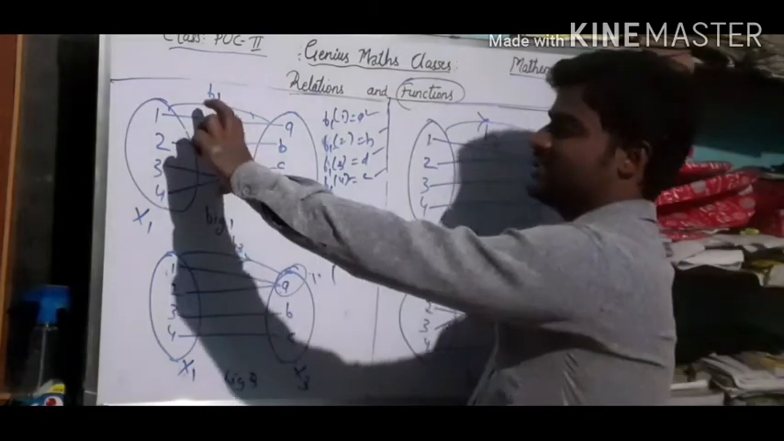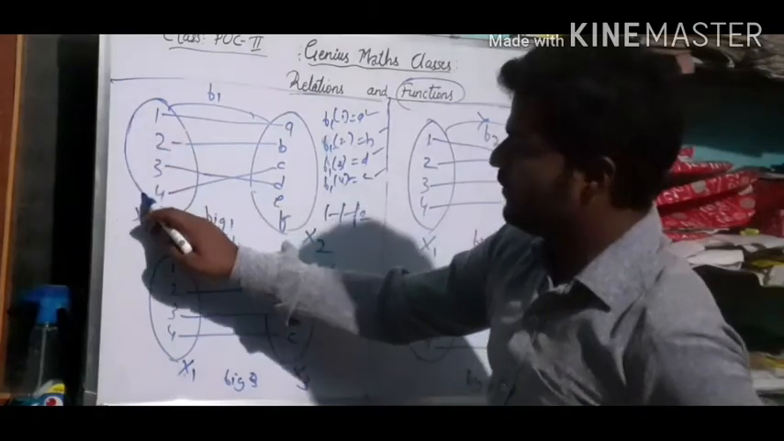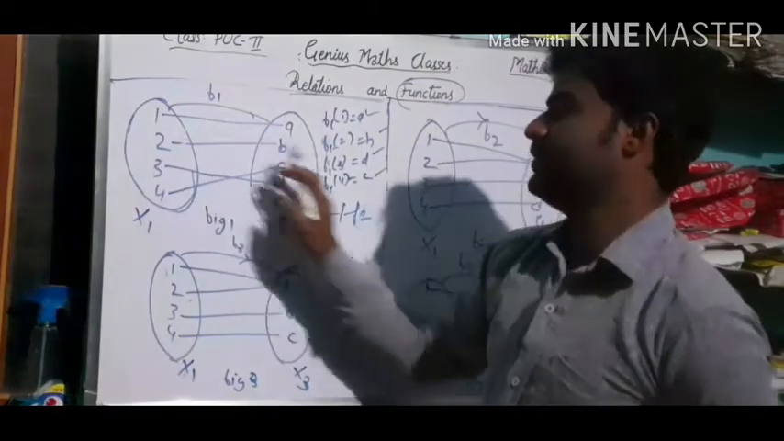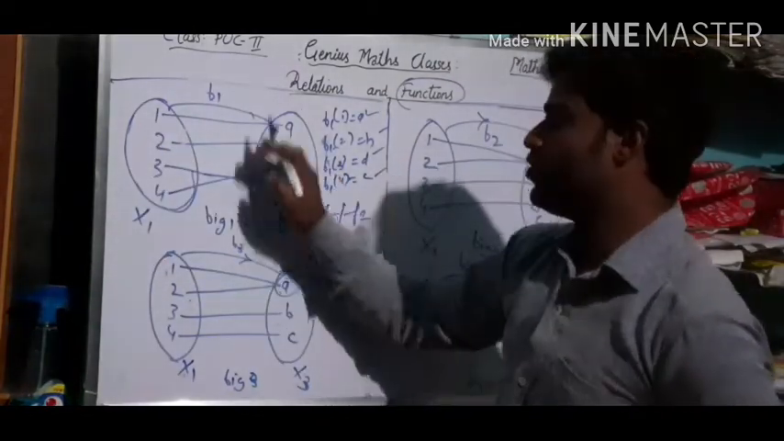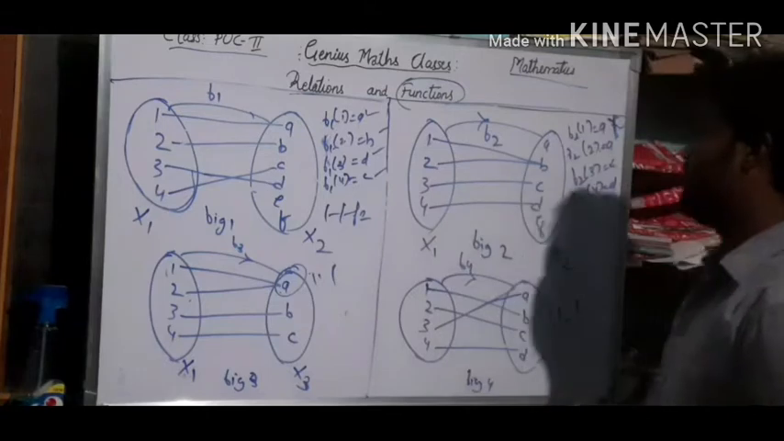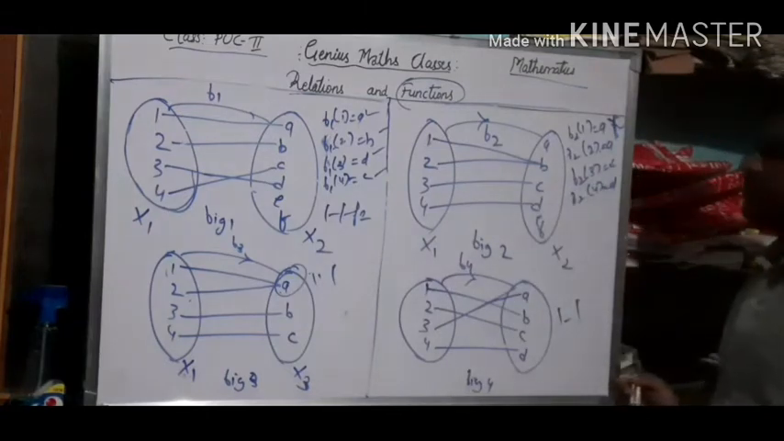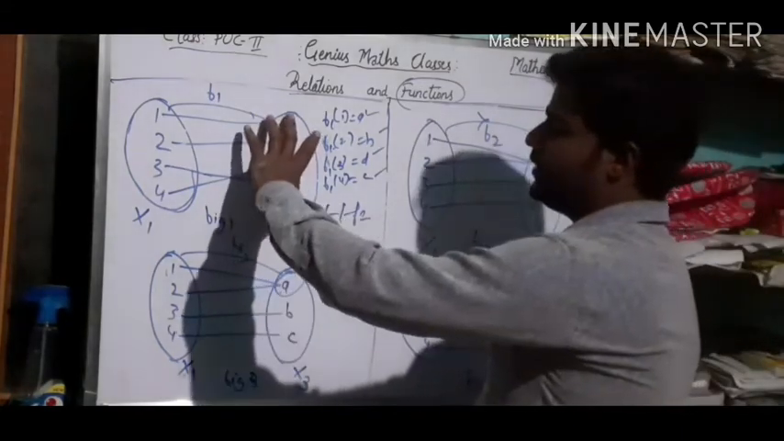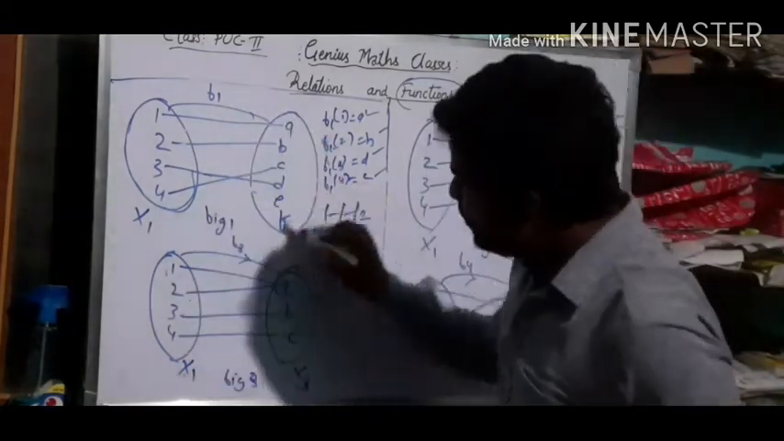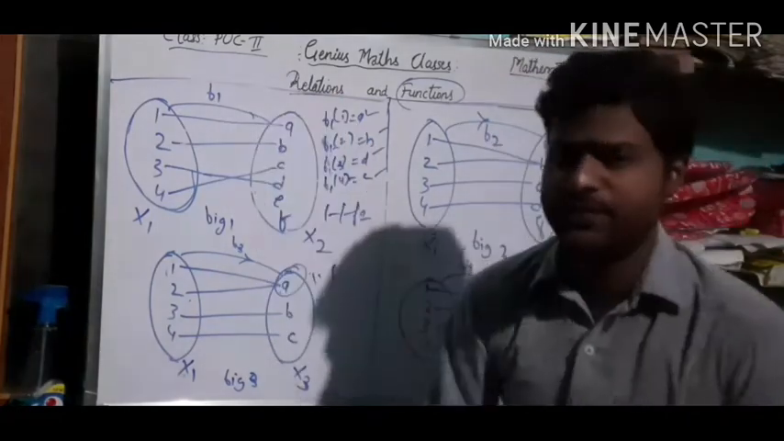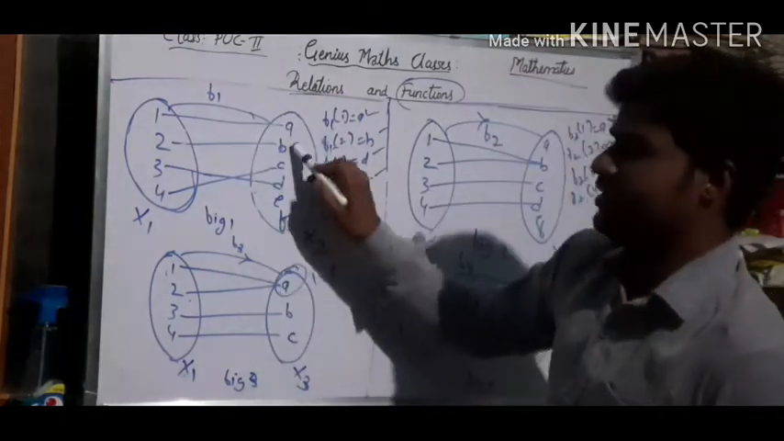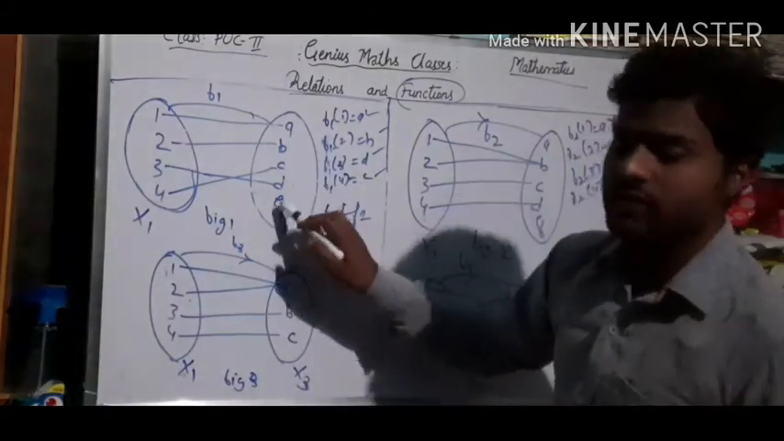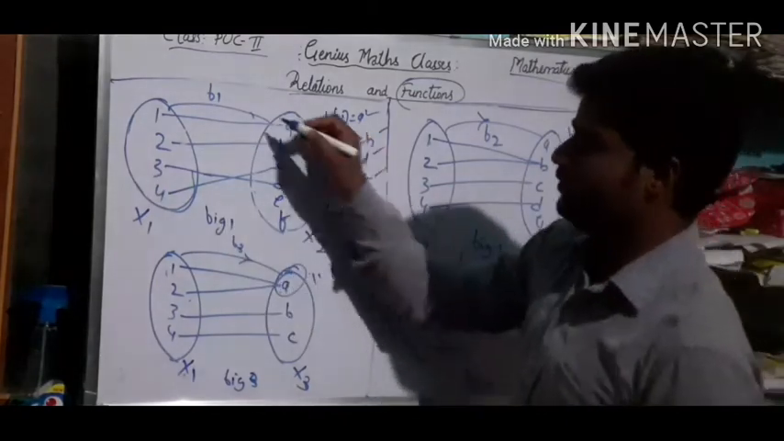Here, each element must form a different image so that they are not equal. Okay. Now the onto function. Onto function means all the elements in the codomain must have a pre-image. So observe here, this element doesn't have a pre-image, therefore it is not onto.